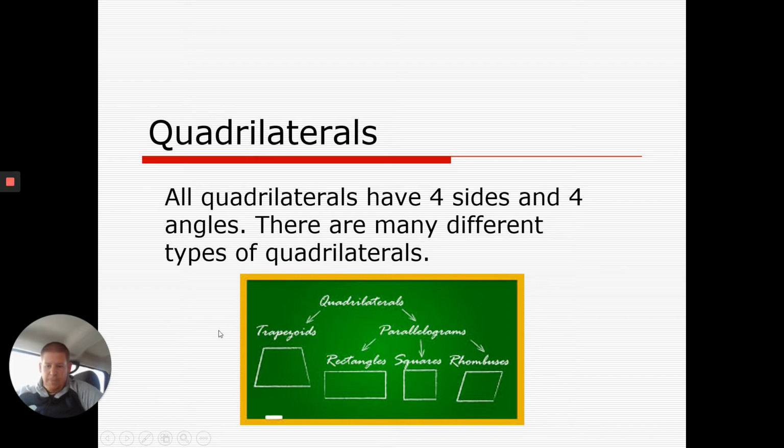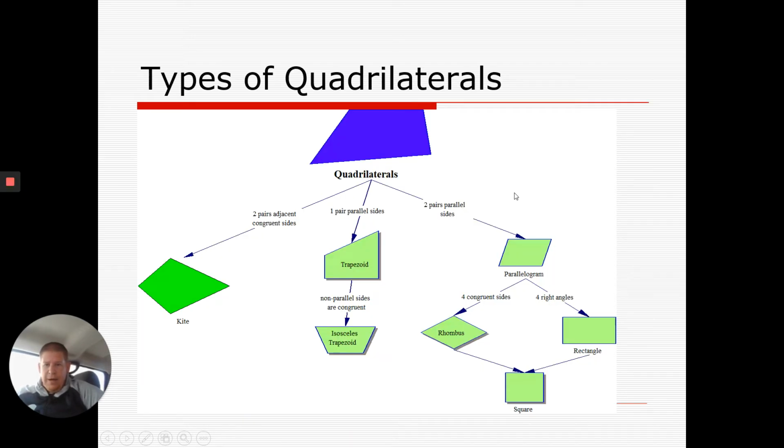All right, so if we look at types of quadrilaterals, here's another little way that it breaks it down. This might be a good place for you to pause the video if you want to take a closer look at this chart. The first thing I notice at the top is a quadrilateral. And remember, quad means four. So a quadrilateral has four sides and four angles.